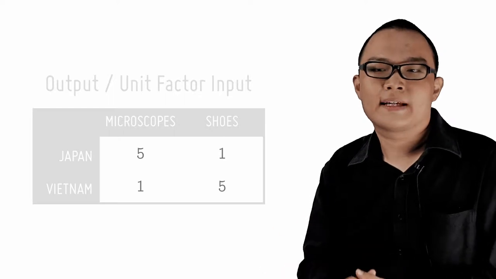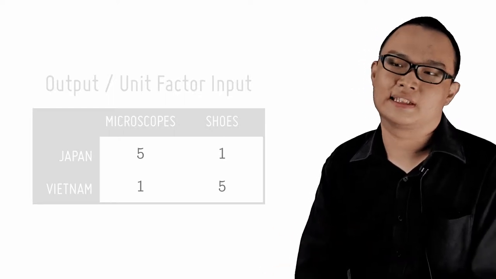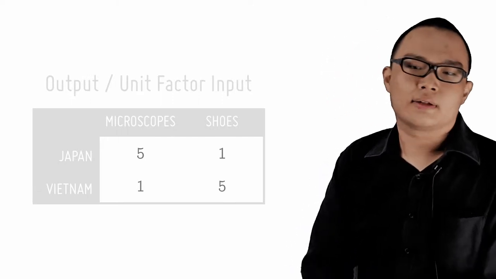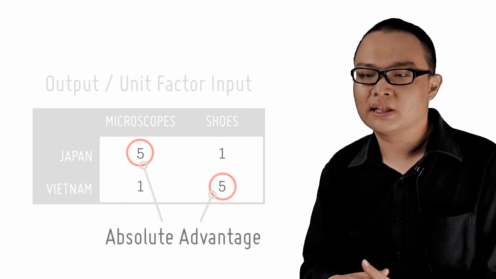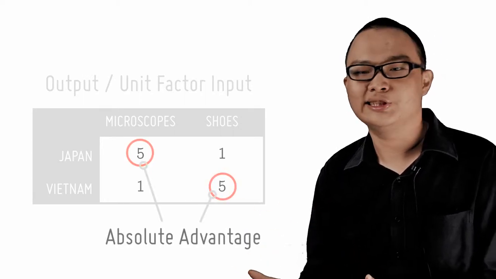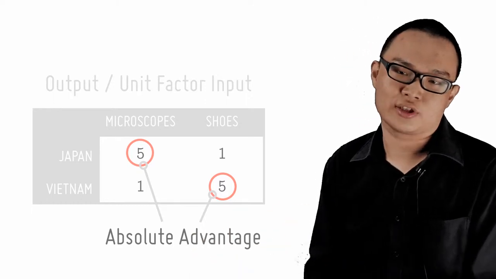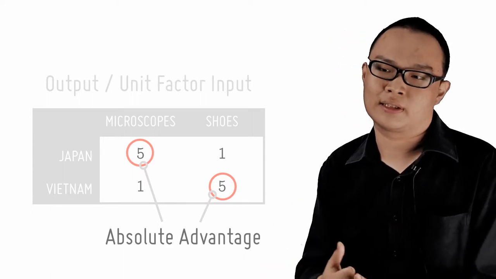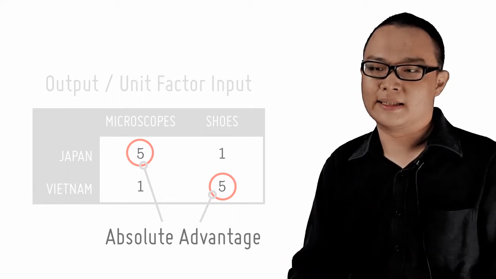Now, fair warning. Adam Smith's theory of absolute advantage is not on the H2 syllabus, but it's not very complex stuff. Now, in this table, Japan has the absolute advantage in making microscopes, but Vietnam has the AA in making shoes. Thus, world output can be maximized if Japan makes only microscopes and Vietnam only shoes, trading with one another. Basically, if you can make it better than your trading buddy, you should make it.